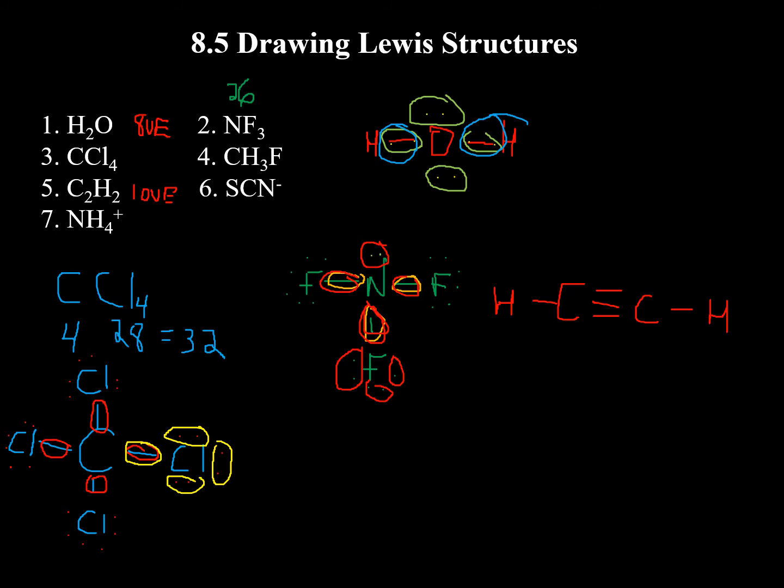The hydrogen here has 2 electrons, so hydrogen is happy. Each hydrogen is happy. Look at carbon here on the left. It has 8 total valence electrons: 1, 2, 3, 4, 5, 6, 7, 8. Remember, these are sharing with the carbon on the right. So this is the correct Lewis structure for C2H2.